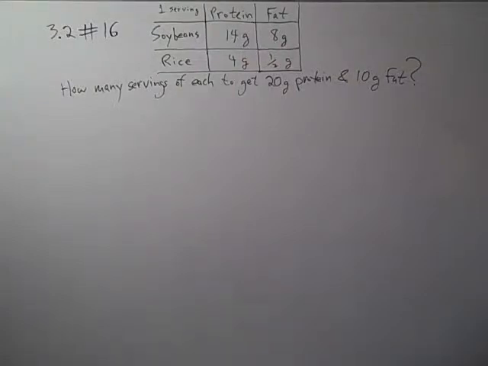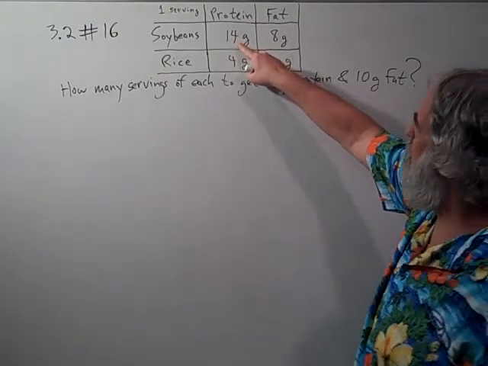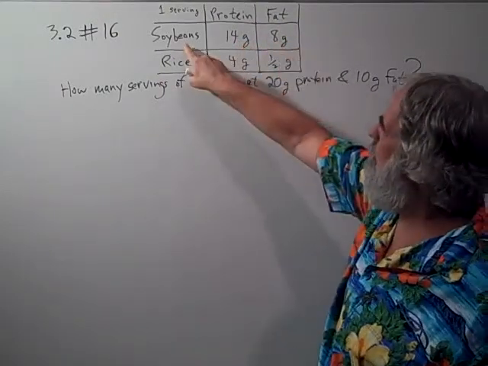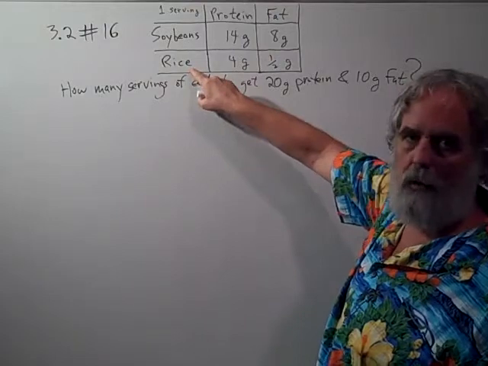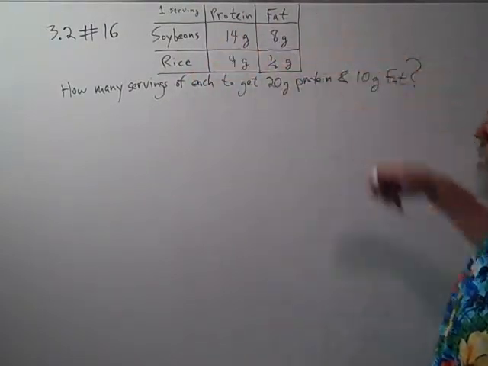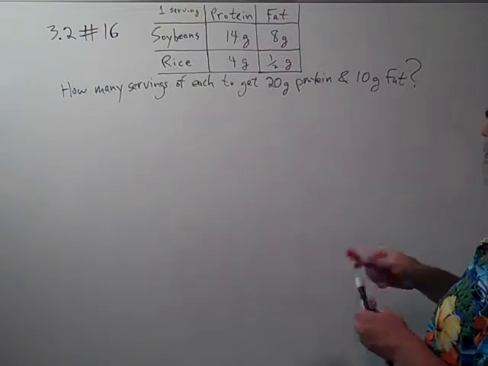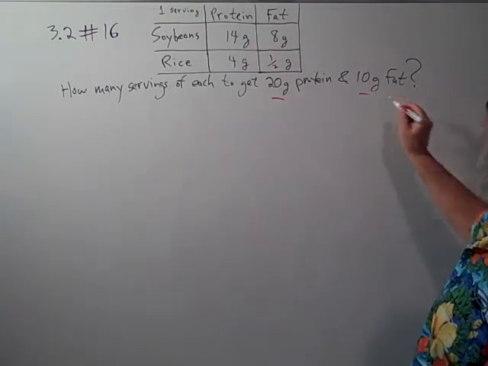In this problem, we were told how many grams of protein and fat are in one serving of soybeans and also for one serving of rice. I put it all together into a little table to make it easier to see. And we're asked how many servings of each do we need if we want to end up with exactly 20 grams of protein and 10 grams of fat?